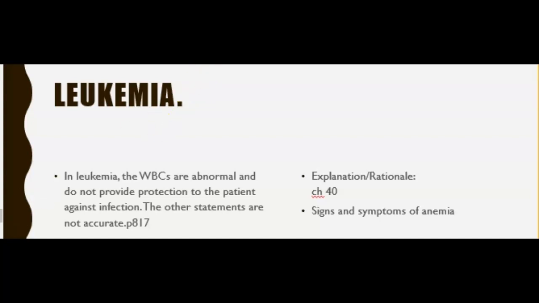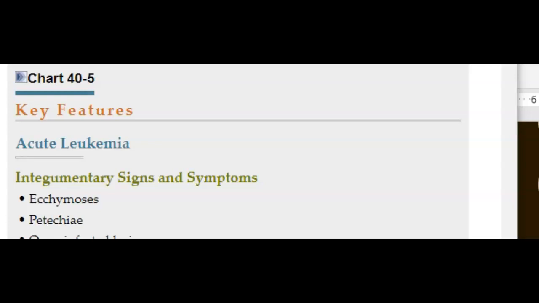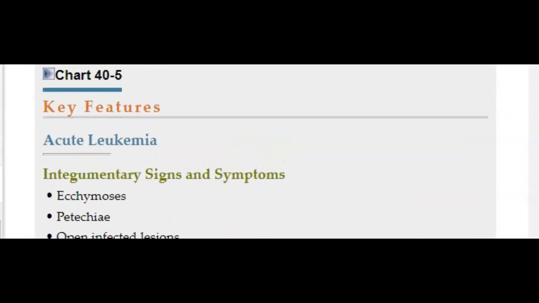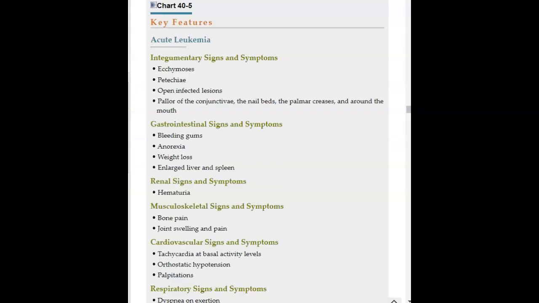I wanted to take you over to your chart in your chapter, and it's the 45 chart. I wanted to show you some of the key features for acute leukemia. Here they are. Your integumentary signs and symptoms, just like we had signs and symptoms of the other anemia before. I want you to look at the gastrointestinal signs and symptoms, renal signs and symptoms, musculoskeletal, and also cardiovascular along with respiratory signs and symptoms.